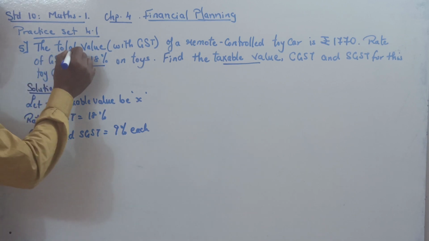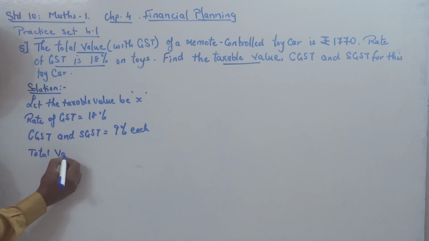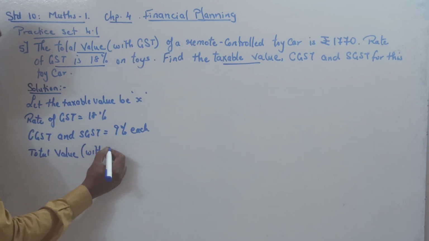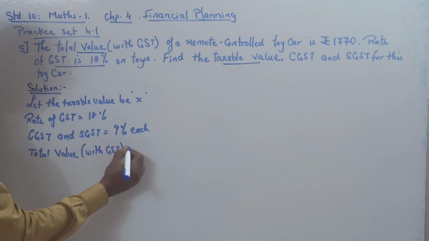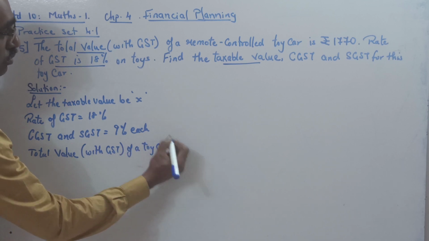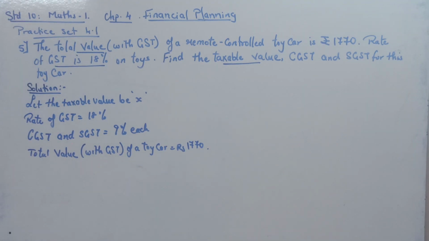Now we should know the total value. So we'll come to the total value of a remote control car with GST. Okay. So we'll write the total value with GST of a toy car is equal to rupees how much? 1770. This we have got. So now with this we are going to find the value of a car, that is X. We have to find the value of the car.